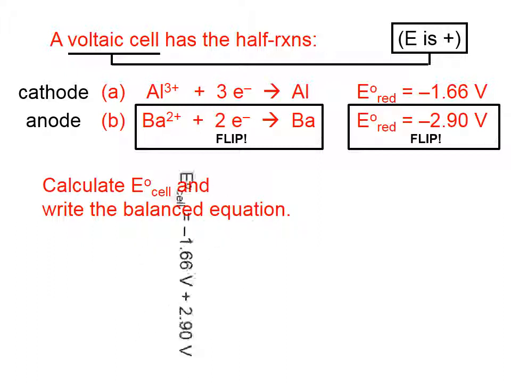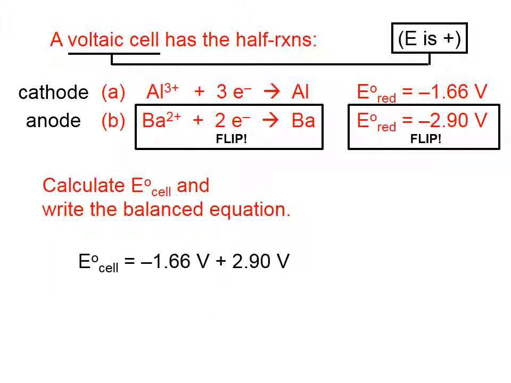So let's find the cell potential by taking negative 1.66 and then the flipped 2.9 number, so it will be positive, and that gives us a cell potential of 1.24 volts, which would be consistent with a voltaic or galvanic cell. And now let's write the balanced equation.